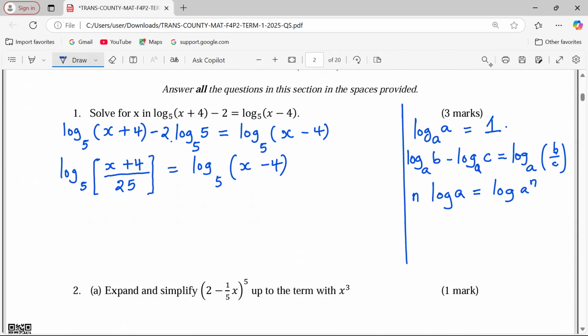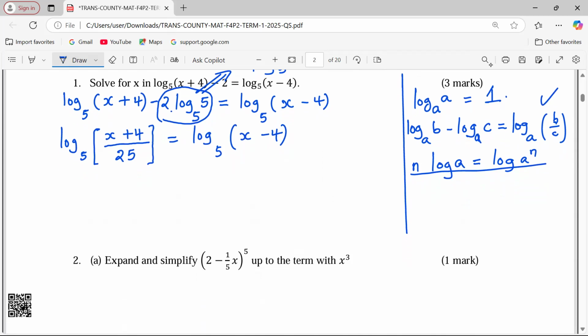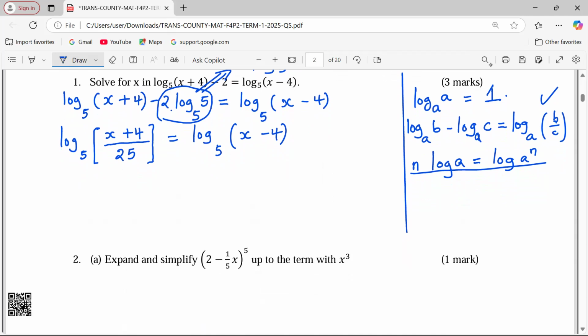Therefore, we had to apply a law at this point such that this changes to log to base 5 of 5 squared. So we bring the power 2 there. In other words, 2 becomes a power according to this law. Then 5 power 2 is 25. Then now we go to the second law. At this point now, we cannot apply any further laws of logarithms.